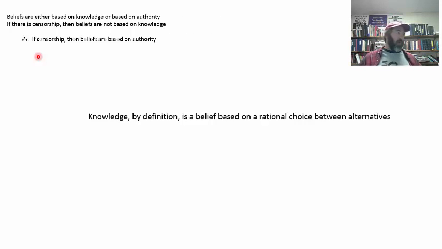So if you have censorship, then the information, the beliefs that you have are not actually knowledge, they're simply received knowledge from authority. That's a syllogism. Let's unpack this a little bit more. How does he get here?